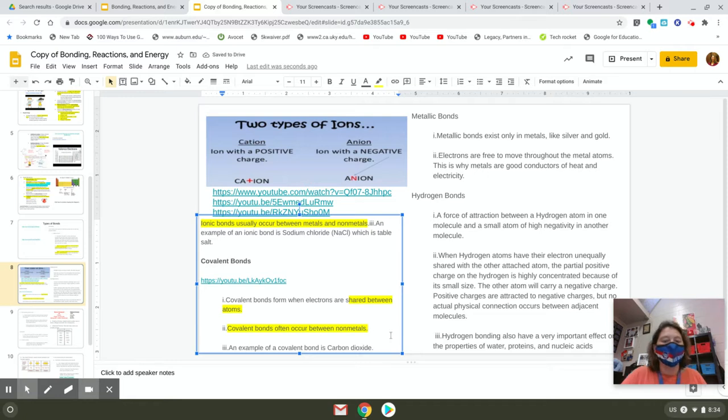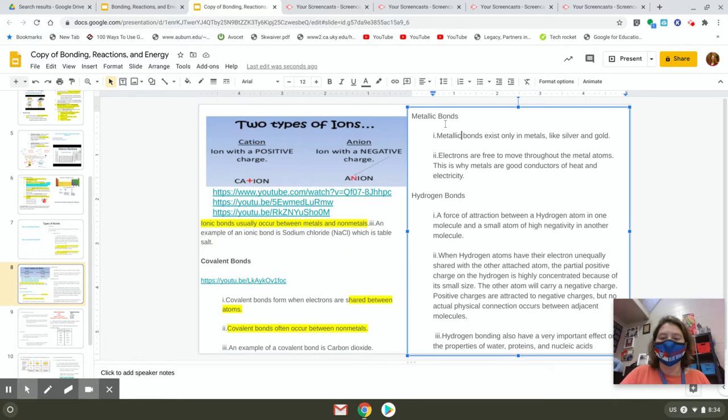And then an example of a covalent bond is carbon dioxide. Again, pay close attention to those examples in your notes. They will be used in your test questions. Right-hand side. Again, highlight metallic bonds and put that in bold, please.